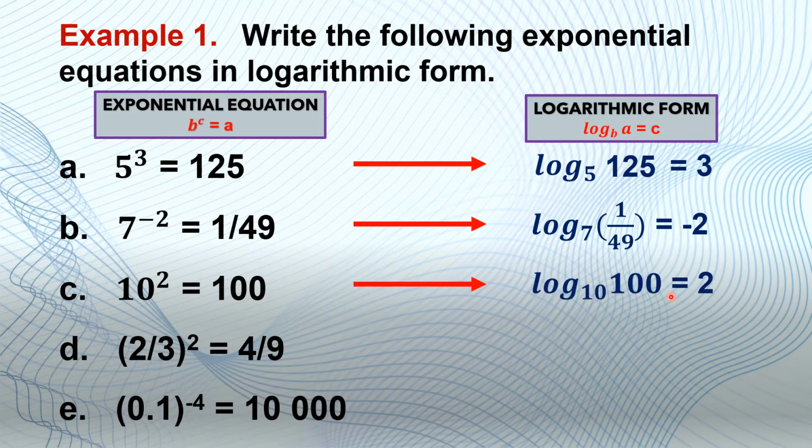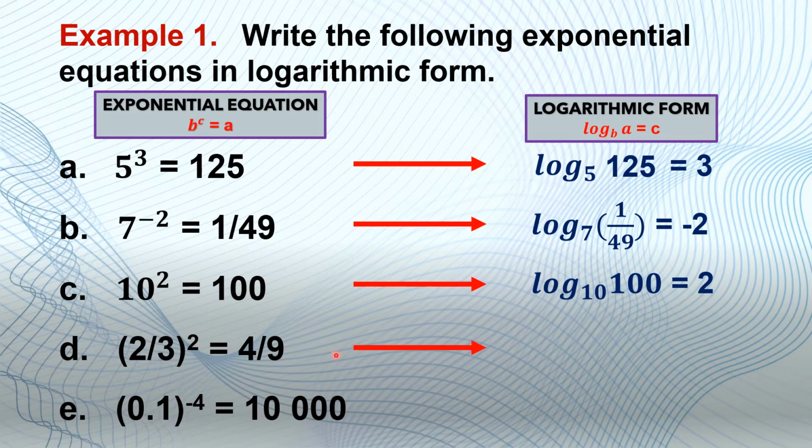Next, letter C. So our base in the exponential is 10. So it is also our base here. And A here is the answer in the exponential, so 100. Then equals C, our C is the exponent in the exponential, so 2. So we have now log of 100 with base 10 is equal to 2.